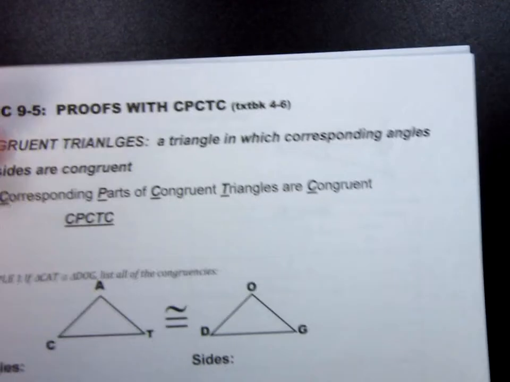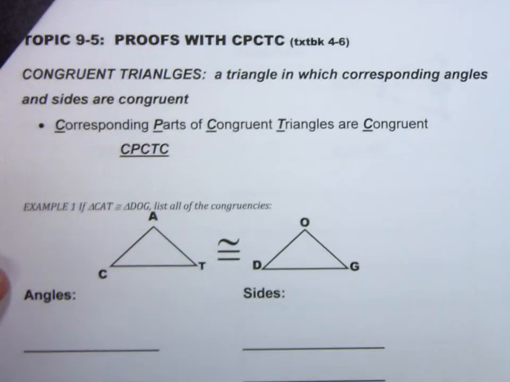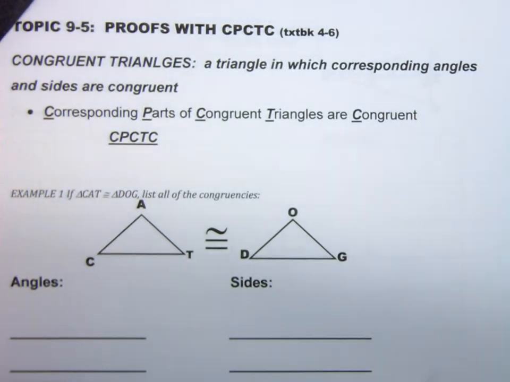Alright, we're going to add one other thing to what we're doing right now. We're going to talk about CPCTC, and we actually introduced this back in the first section of the chapter. CPCTC means corresponding parts of congruent triangles are congruent. Remember, congruent triangles, all their corresponding angles are congruent, all the corresponding sides are congruent. So if we can show that triangles are congruent, then we'll know that their corresponding parts have to be congruent.